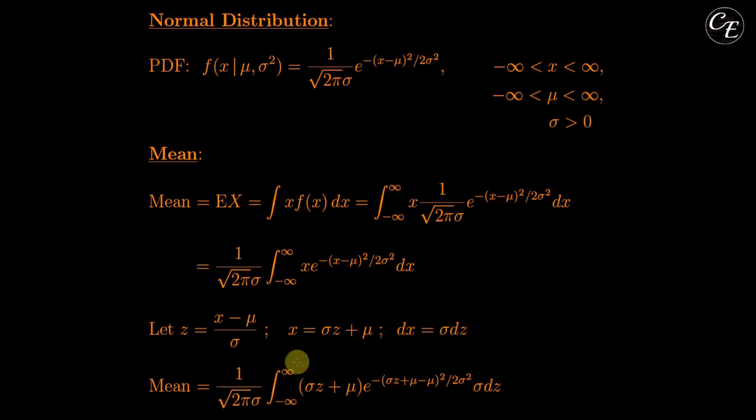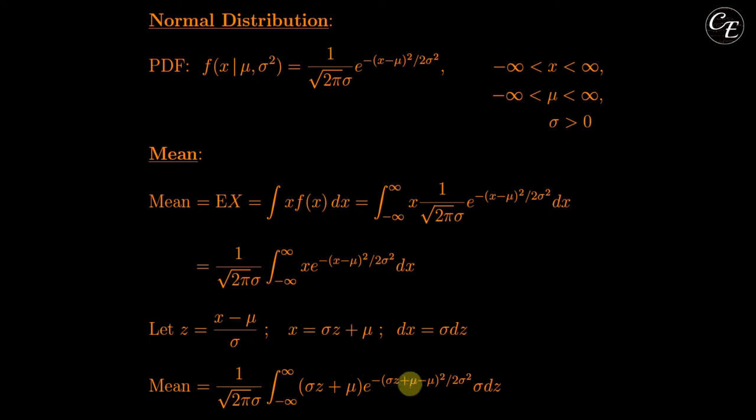Then for the limits, if x is negative infinity, we have negative infinity minus a constant, still negative infinity, and negative infinity divided by a constant that is always greater than 0, still negative infinity. So z is negative infinity when x is negative infinity. Then if x is positive infinity, we have positive infinity minus a constant, still positive infinity, and positive infinity divided by a constant that is always greater than 0, still positive infinity. So we have positive infinity for z when x is positive infinity.